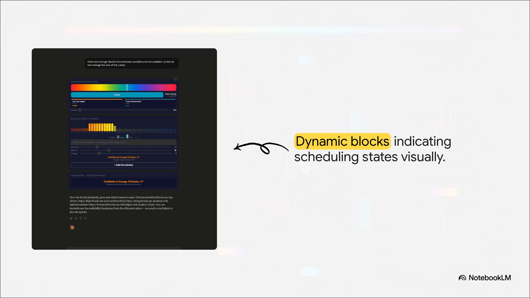Dim, unscheduled blocks are just tiny slivers. Busy blocks are short and hatched. And swing blocks, which mean you have a bit of flexibility, are medium height with these dashed outlines. It is a far cry from the rigid, blocky Tetris game we play every day in Outlook or Google Calendar.